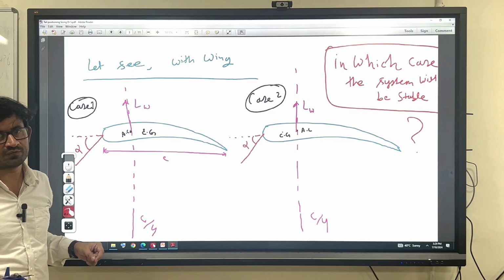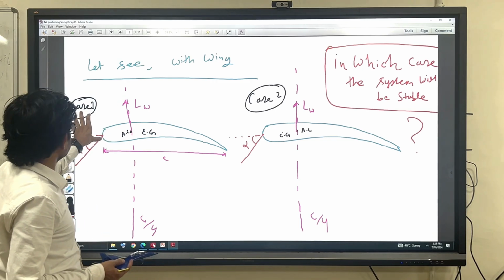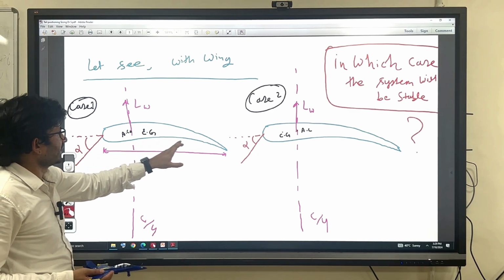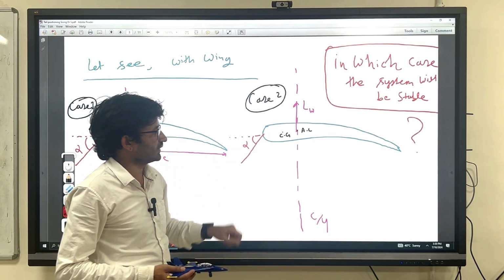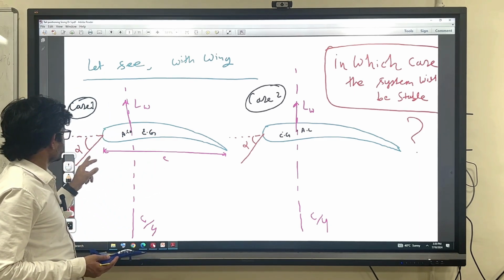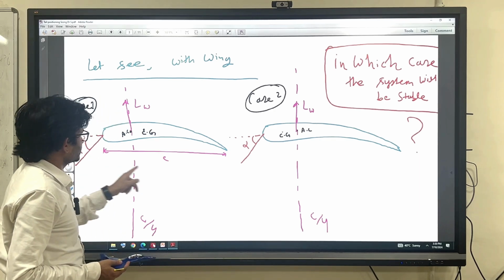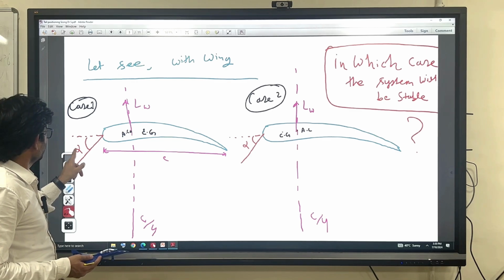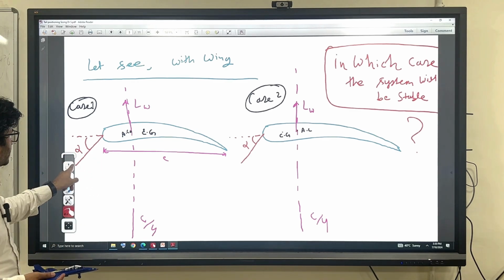That is how the flying wing aileron configuration is flyable. So in the first case I have drawn here, the CG is behind the aerodynamic center, and in the second case the CG is ahead of the aerodynamic center. In both cases, if you give any disturbance, the lift will increase as long as alpha is positive. Alpha is the angle of attack, which is the angle between the chord line and the free stream velocity.